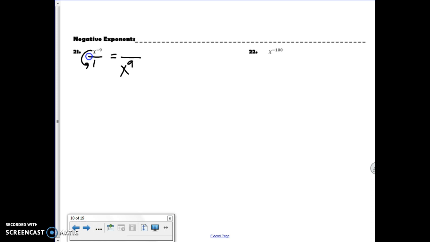And I can't just leave the top blank. There has to be something up here. So I'm going to throw a 1 up there. So your final answer would be 1 over x to the positive 9th. Number 22, same exact thing. To make this positive, I'm going to flip it over the fraction. So it's going to become x to the 100th. And it's always just over 1 if I've got nothing else up there. There we go. That's the first two.